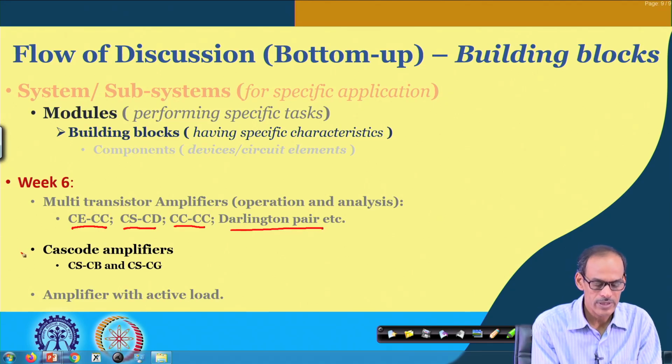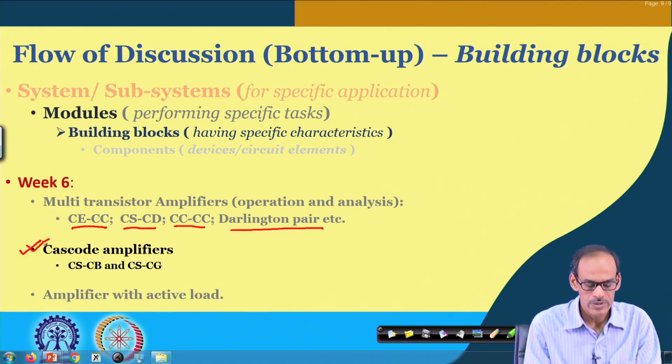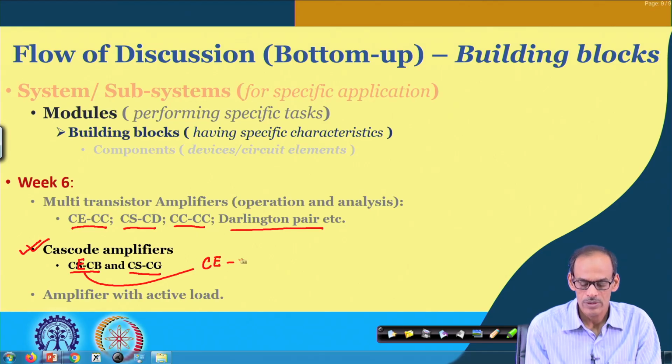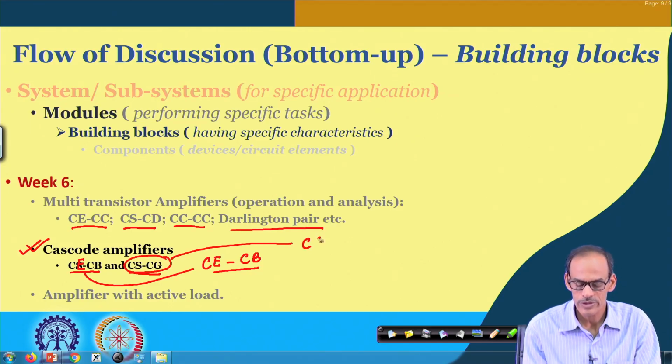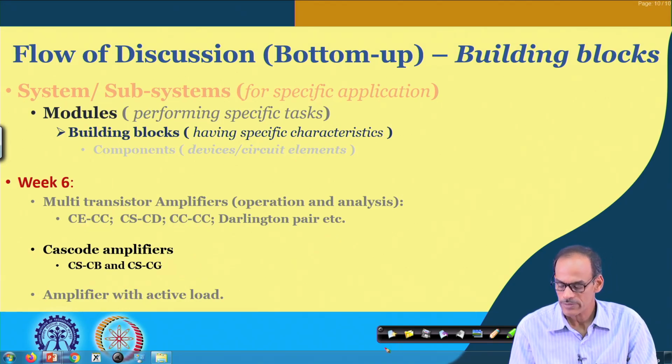And we are going to discuss cascode amplifiers, which are essentially CE followed by CB, and CS followed by CG. So, this is a combination of common emitter amplifier with common base. This is the BJT version and this one is the MOS version, common source followed by common gate.